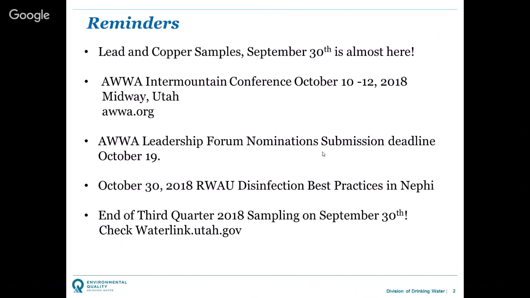Lead and copper is a high priority. If you get a monitoring violation for that, it cascades. So please, please, please check your WaterLink monitoring schedule and let us know about the lead and copper.